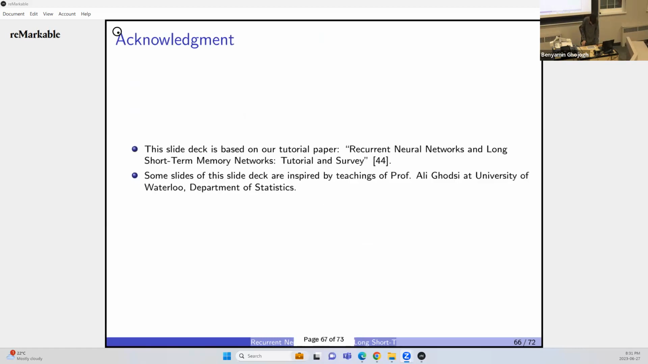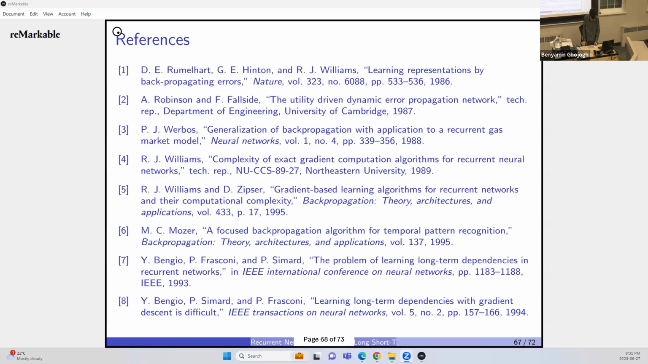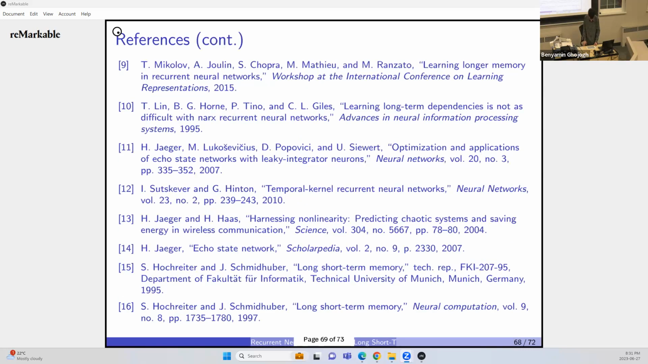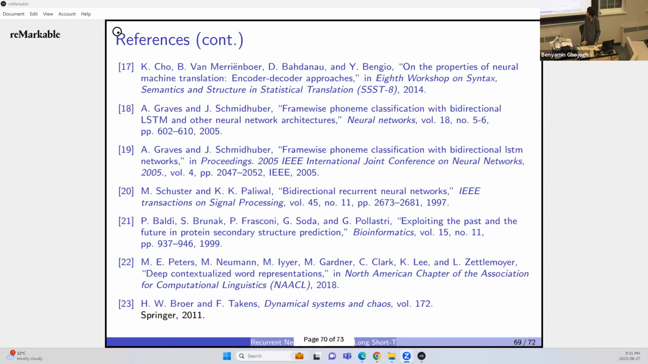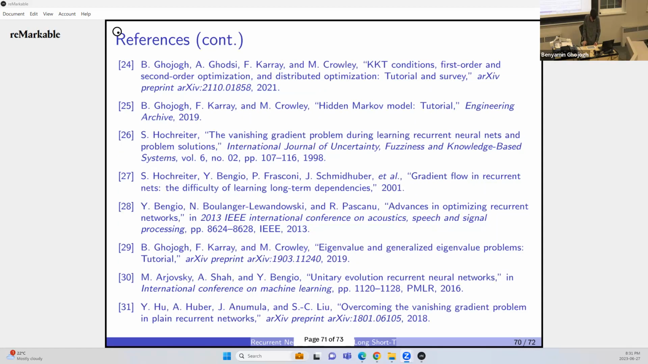Acknowledgement. This slide deck is based on our tutorial paper, Recurrent Neural Networks and Long Short-Term Memory Networks: Tutorial and Survey. You can take a look at that. And some slides of this slide deck are inspired by teachings of Professor Ali Ghodsi at the University of Waterloo. And these are the references. Let's go see them very fast. I don't go through them because we don't have enough time.